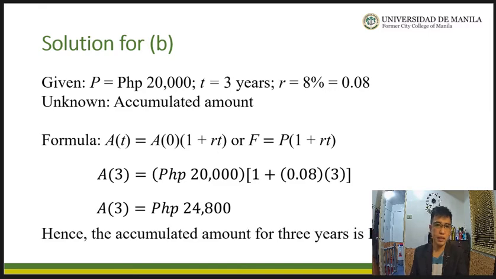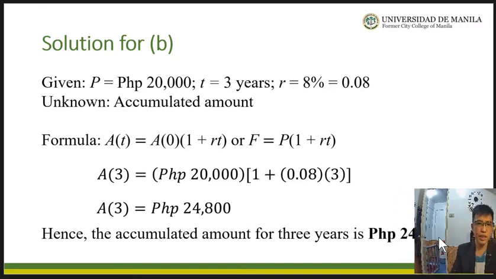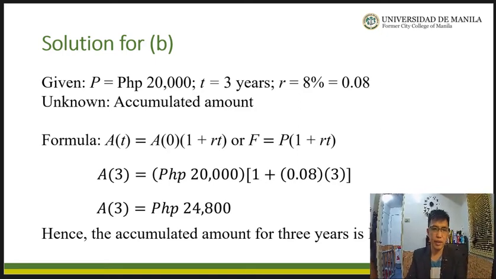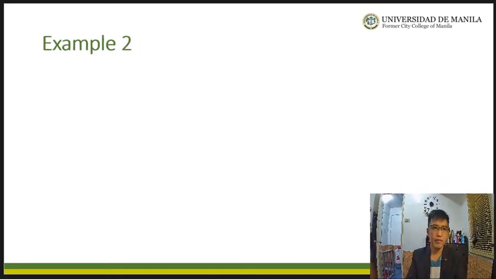Hence, the accumulated amount for 3 years is 24,800. Okay, let's have example number 2. These are all different examples for the simple interest, so you will be familiar.